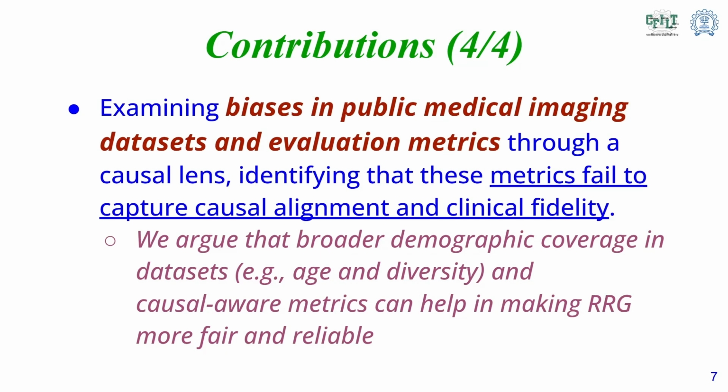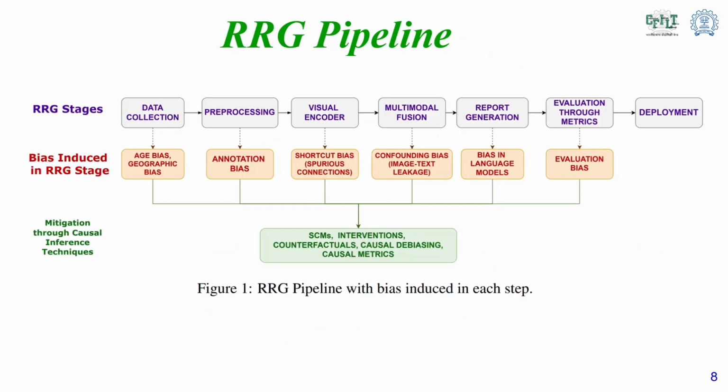The fourth contribution is that we examine the biases in public medical imaging datasets and evaluation metrics, and we argue that broader demographic coverage in datasets should be there, and better causal aware metrics should be developed to make RRG more fair and reliable. So here is the RRG pipeline. There are some RRG stages such as data collection, pre-processing, evaluation through metrics, and deployment. In each RRG stage, there are biases which can enter, and here causal inference can help and mitigate bias to a considerable extent.